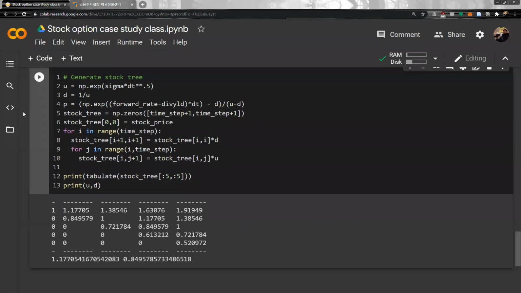And then next we will draw the option tree.